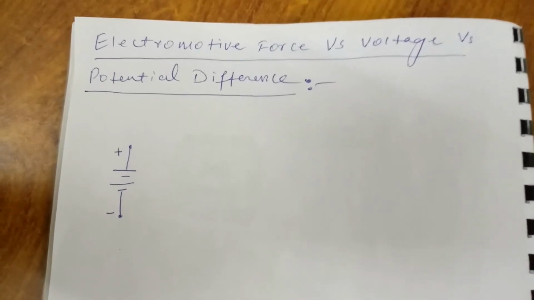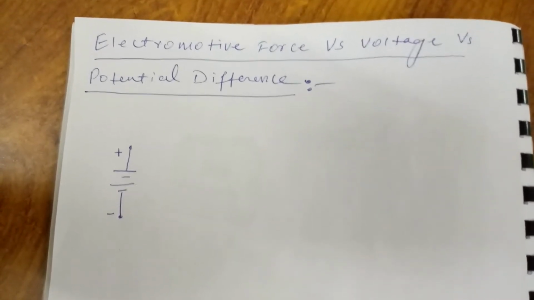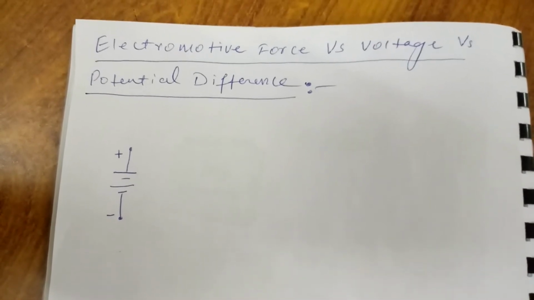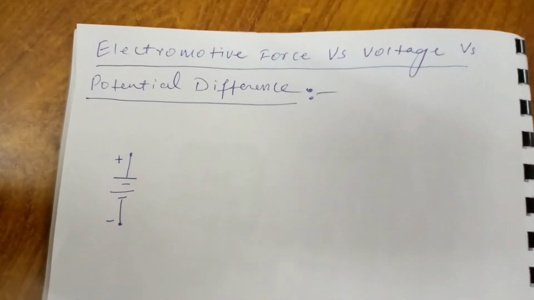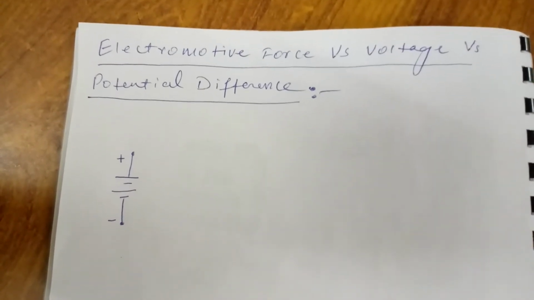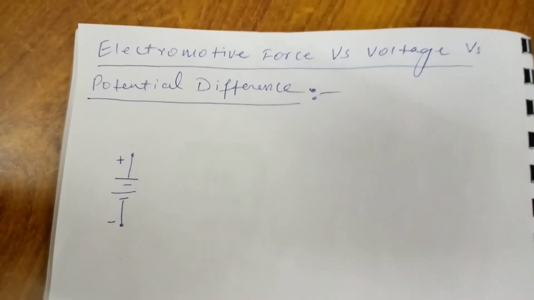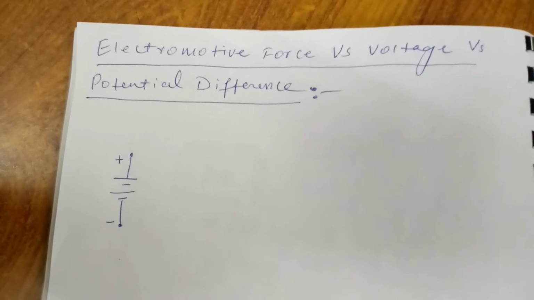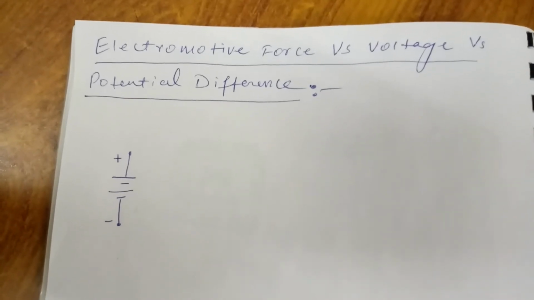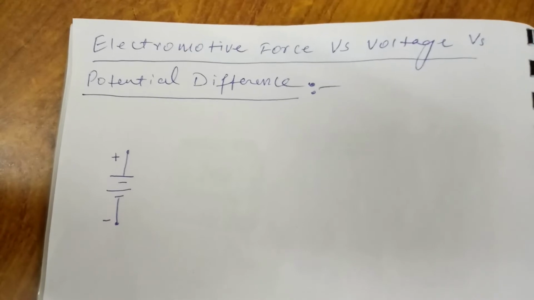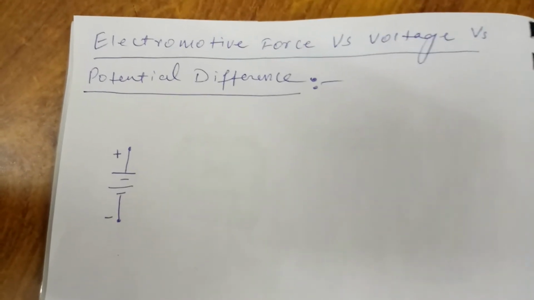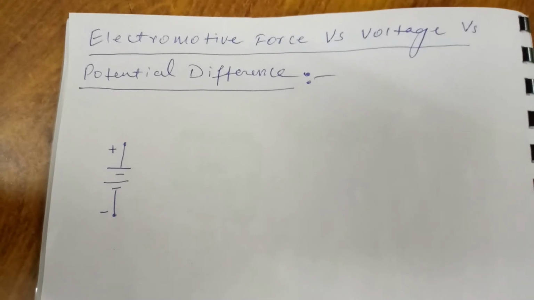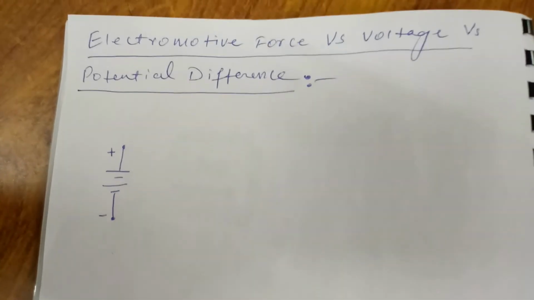But if you connect a load with the battery through conducting wires, then there will be an internal disturbance, which is called the internal force of the battery, which will motivate electrons to flow through conducting wires from the load. So this internal disturbance, this internal force of a battery, is called electromotive force, EMF.